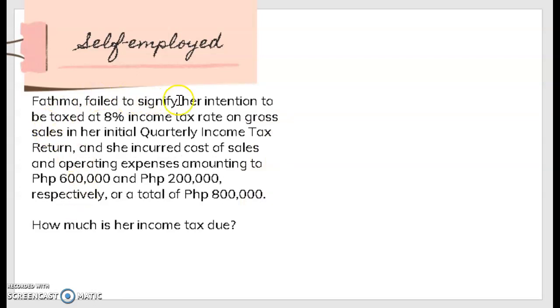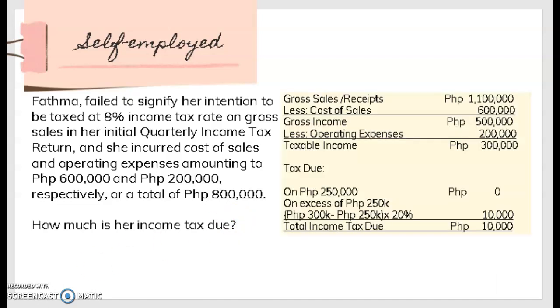Now, next problem. Fatma failed to signify her intention to be taxed at 8% income tax rate on gross sales in her initial quarterly income tax return, and she incurred cost of sales and operating expenses amounting to 600,000 and 200,000 respectively, or a total of 800,000. Question: how much is her income tax due? Since she's failed to signify her choice, she loses the option to use the 8% rate, and thus she will be subjected to graduated income tax rates.